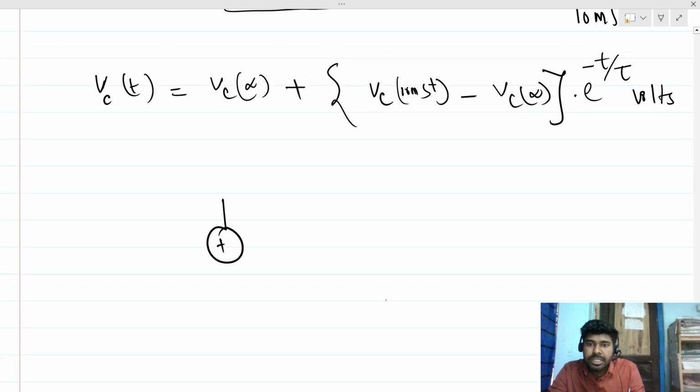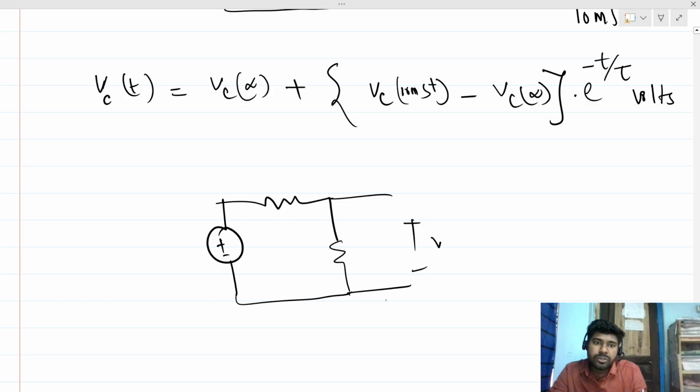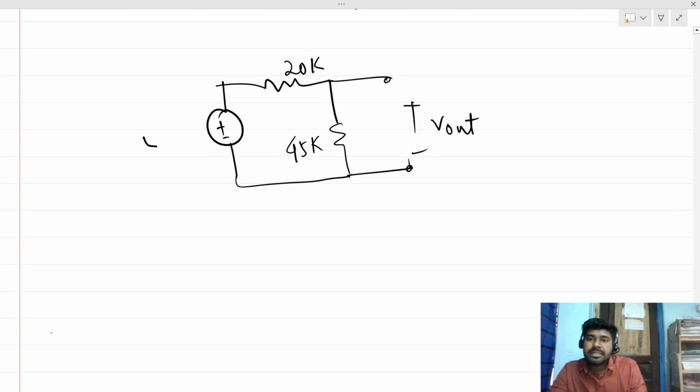So let me draw the picture again. It will be like that, right? It will be open circuited at t equals infinity. So this is 20k and this is 45k, and here it is our V out. So at infinity for this circuit, this is 5 volt.